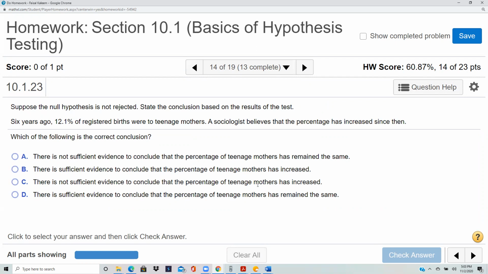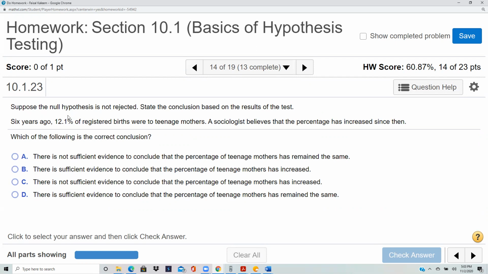Suppose the null is not rejected. State the conclusion based on the results. Six years ago, 12.1% of registered births were to teenage mothers. A sociologist believes the percentage has increased. Which of the following is correct?